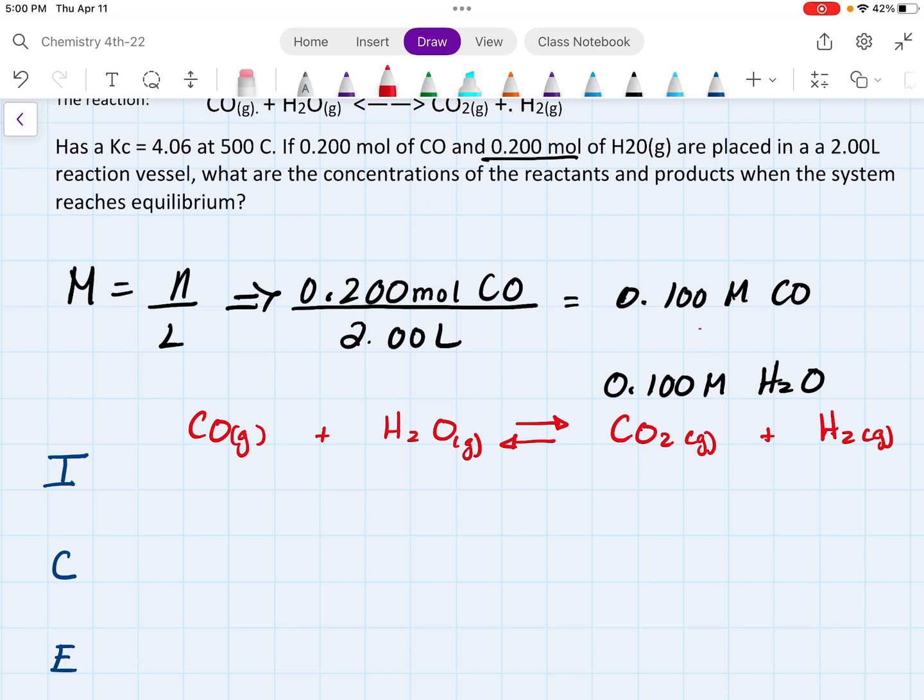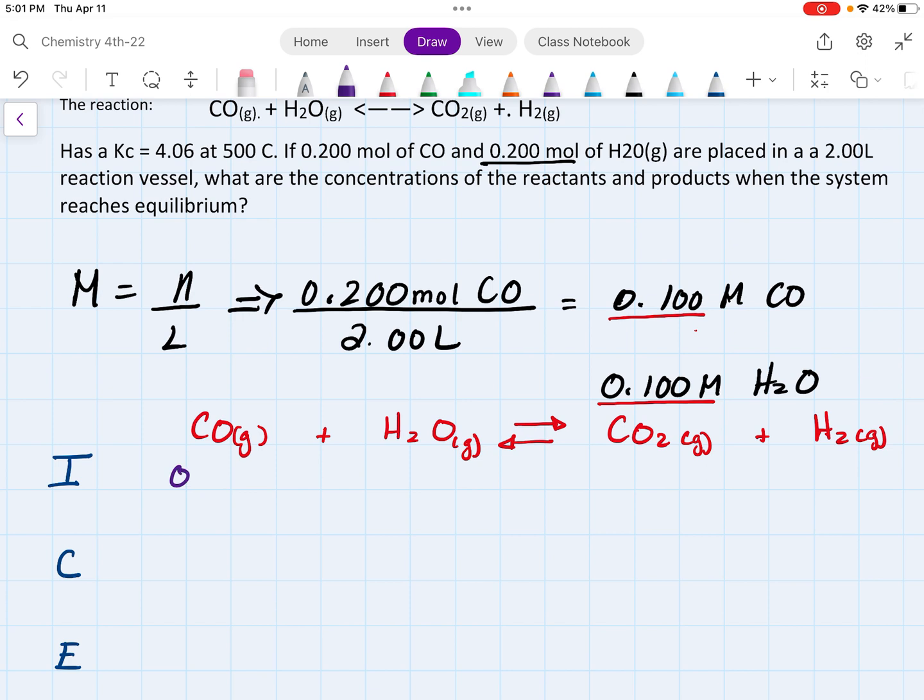So we have our initial concentrations. It's 0.100 of each one of these reactants. So what we're going to do now is fill in our values. The initial concentration for this reaction using our ICE chart is going to be 0.100 for carbon monoxide, 0.100 for water. And remember, at the beginning of the reaction, there should be no products, so those are both going to be at 0.00 molar concentration. So far, that's what we have.